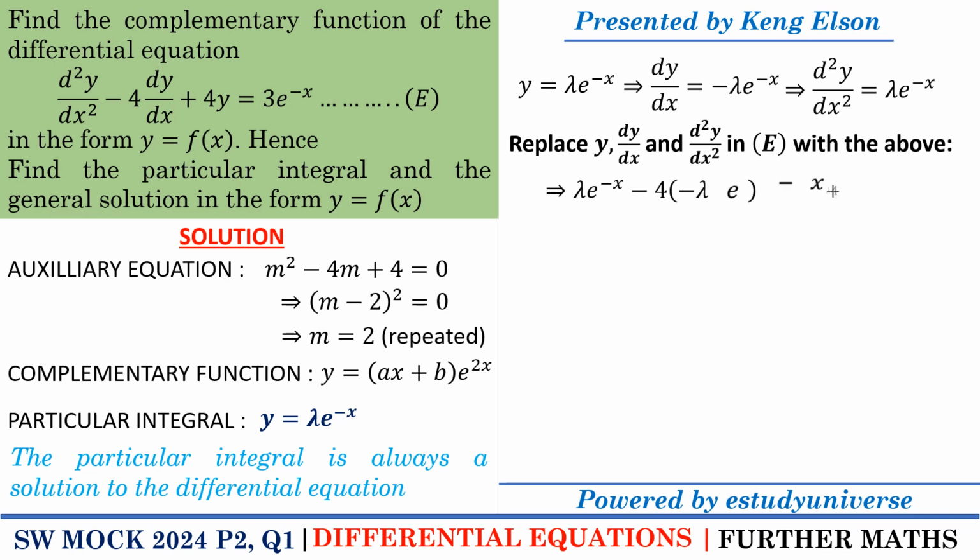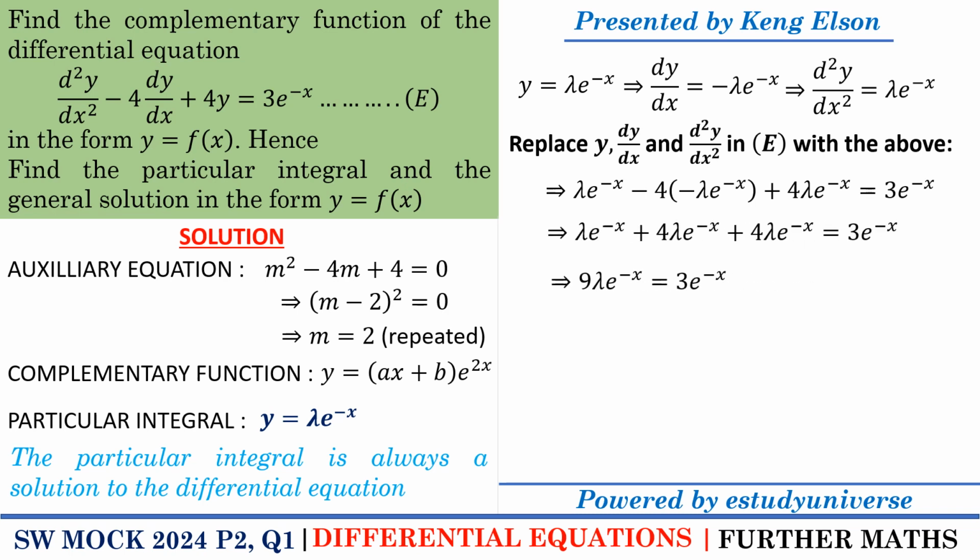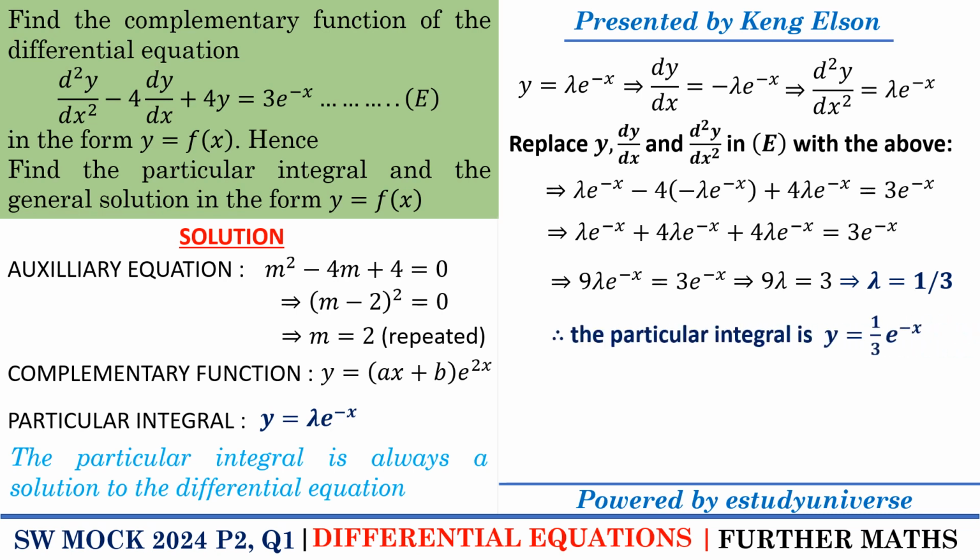So doing that, we replace the second derivative with what we have above, the first derivative with what we have above, and y with the particular integral. Then we simplify to get 9 lambda e to the minus x equal to 3e to the minus x. E to the minus x cancels, so we get 9 lambda equal to 3, and lambda gives us 1 divided by 3. Now, lambda giving us 1 divided by 3, we can deduce the particular integral as 1/3 e to the minus x by just replacing lambda with 1 divided by 3.